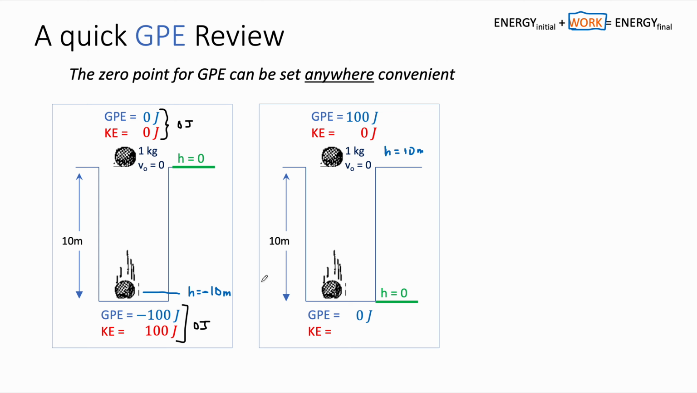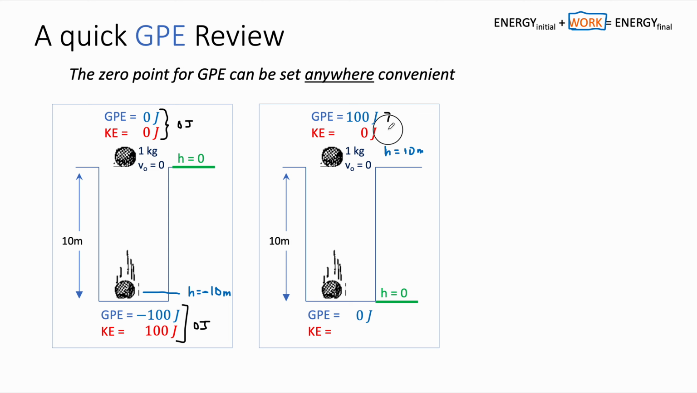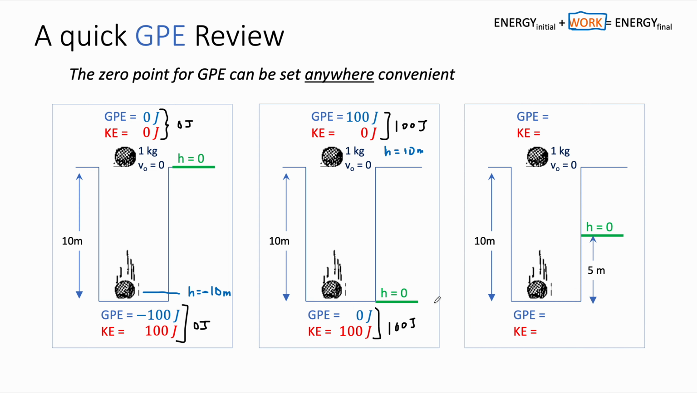But again, energy must be conserved. Total energy beforehand was 100 joules. It's got to be 100 joules down below. But if gravitational potential energy is 0, the kinetic energy then has got to be, if you can't see it already, 100 joules. Finally, what if you just throw it in an arbitrary spot?